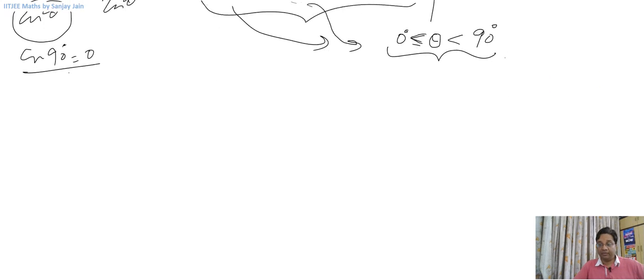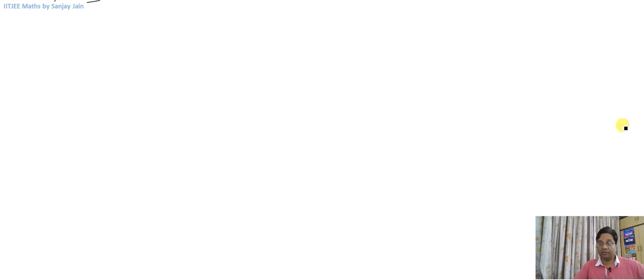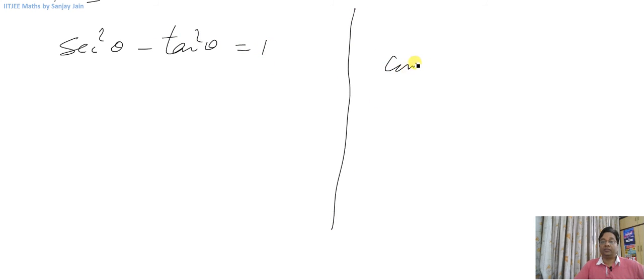But I will teach you about the higher angles also. So in these two identities, secant square theta minus tan square theta equal to 1, cosecant square theta minus cot square theta equal to 1, we can do further manipulations like this.